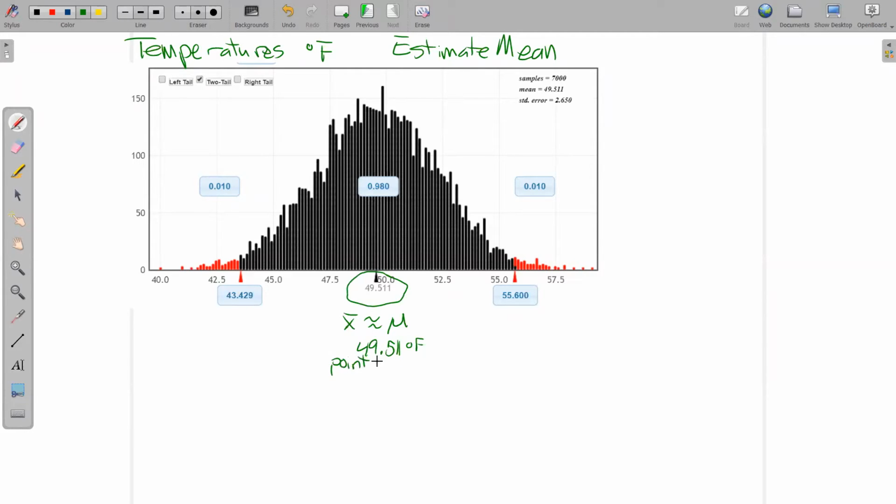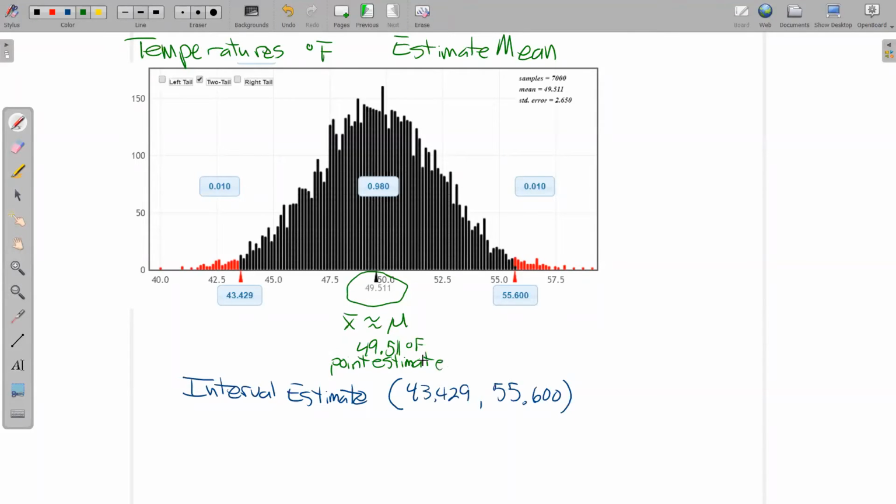Some review of terminology. We also can make an interval estimate. So our interval estimate is going to be a low of 43.429 and a high of 55.600. So we're 98% confident that the average temperature of this scenario is somewhere between 43 degrees and 56-ish degrees. And then we can also find the margin of error.